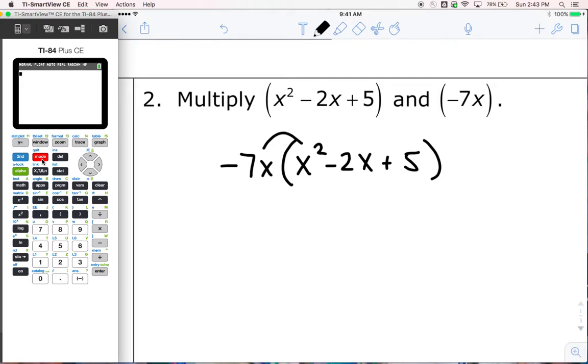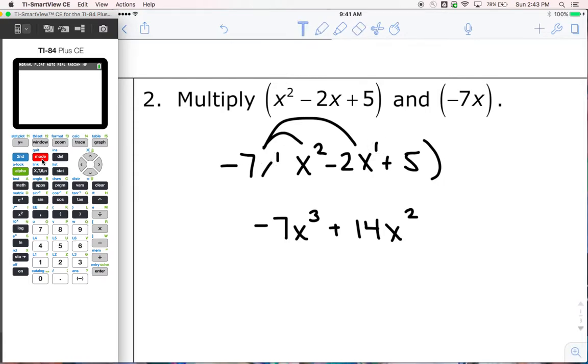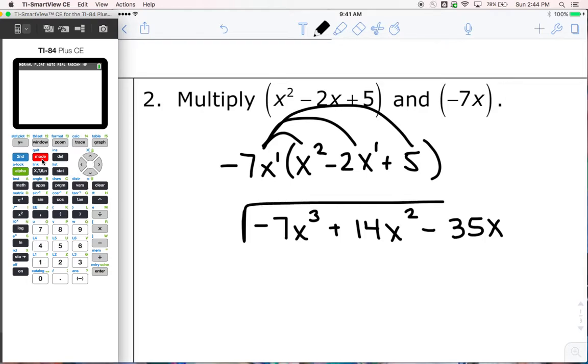Negative 7x times x squared, well, it's going to stay negative 7. And then x to the power of 2 plus 1 will give me 3. Negative 7x times negative 2x, well, that's going to be a positive 14. And then a little 1 here and a little 1 here will give me the power, x to the power of 2. Right? Again, we're adding up those little ones. Okay? All right. Last but not least, we got negative 7x times 5. Well, that's going to be a negative 35. And don't forget x on the end, right? It comes from here. We don't have 1 on the 5, so it just stays x. No like terms, which means I'm done. This is my final answer.